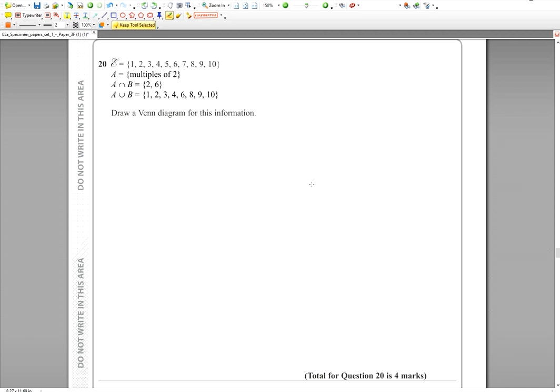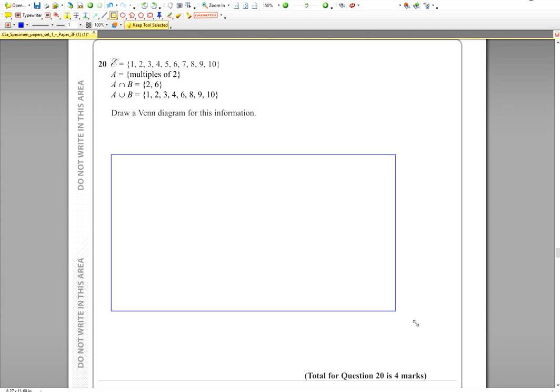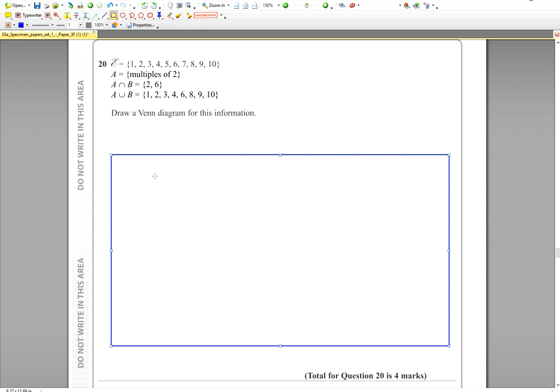Okay, question number 20. One of the new topics in the new syllabus for the 2017 spec is looking at Venn diagrams. For a Venn diagram, we need to have a nice big box. Let's go through what some of these words mean. This little E stands for the universal set, which means all the data together. The set A is the multiples of 2, and we have a set B as well. The question is about A and B.